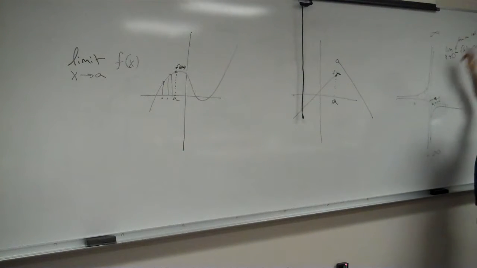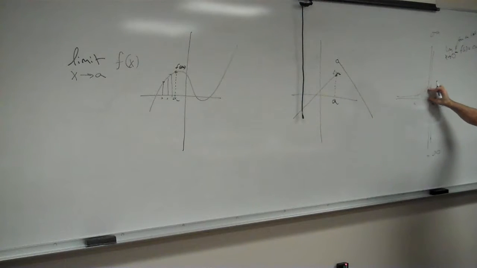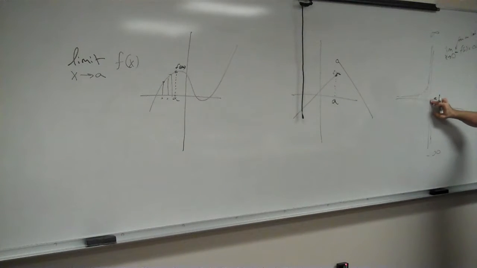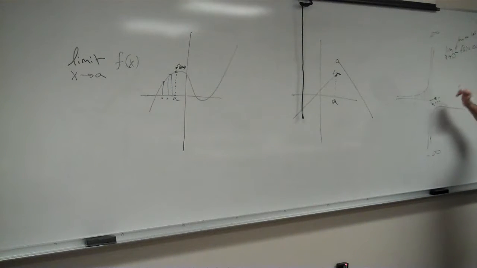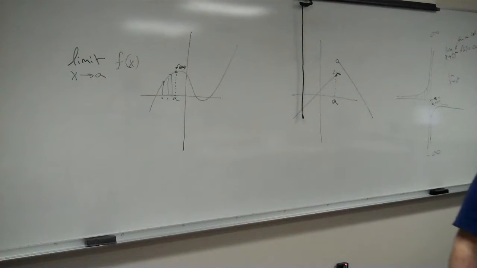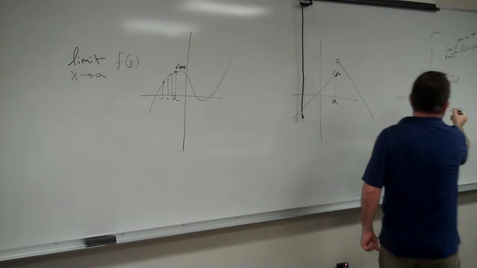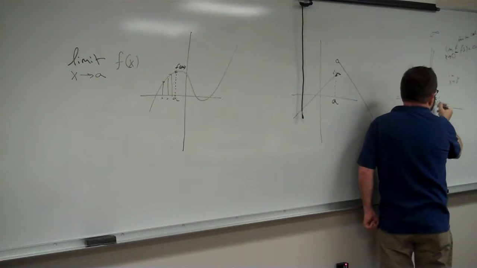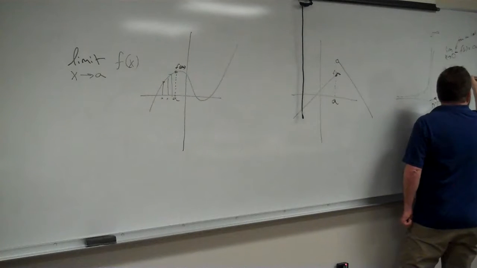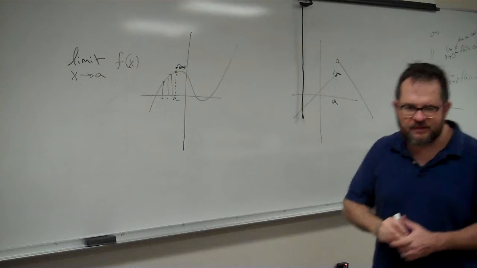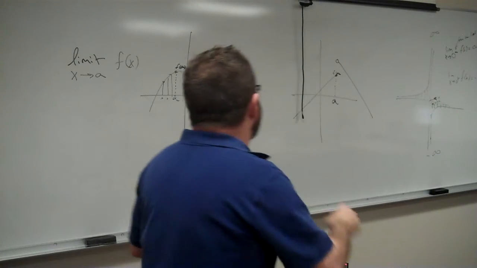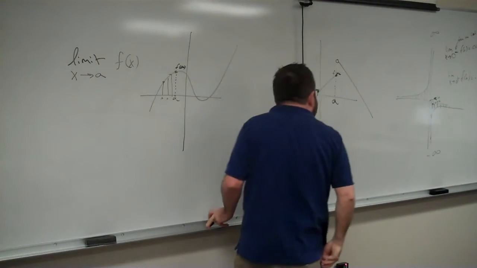So as we approach this from the left, x is getting closer and closer to that a, in this case 0, but the value of f of x is getting close to infinity. On the other hand, the limit as x approaches 0, and then they'll put a little positive sign there, that means from the right. So from the right means as x is out here, and we get closer and closer to the value of a, this is going to be negative infinity.